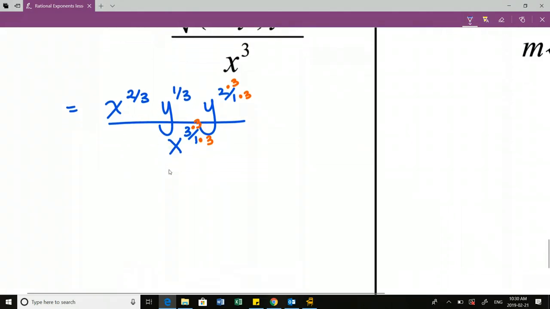All right, so here's what we've got. We've got the same two first terms. And x is now 6/3. And the bottom, y. And the bottom x is now 9/3.